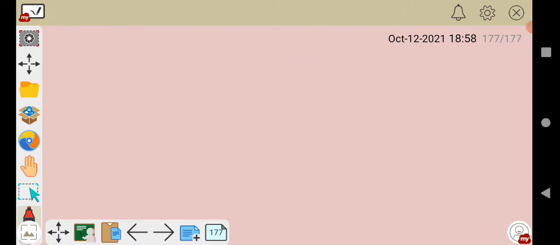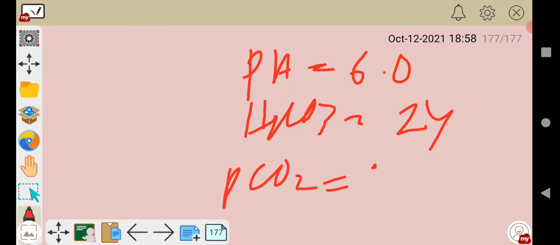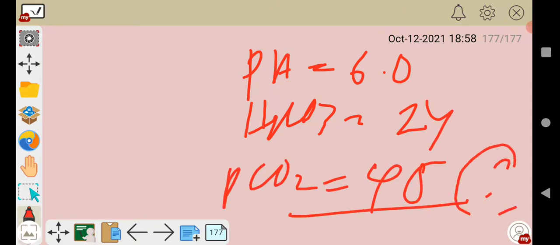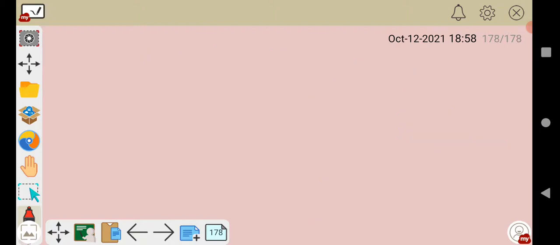Often questions are asked: blood pH is say 6, bicarbonate is 24, and partial pressure of carbon dioxide is 48. What is this condition? Then the options are metabolic acidosis with alkalosis, metabolic alkalosis with respiratory acidosis. It's a very confusing set of options, so I want to discuss it with you today.